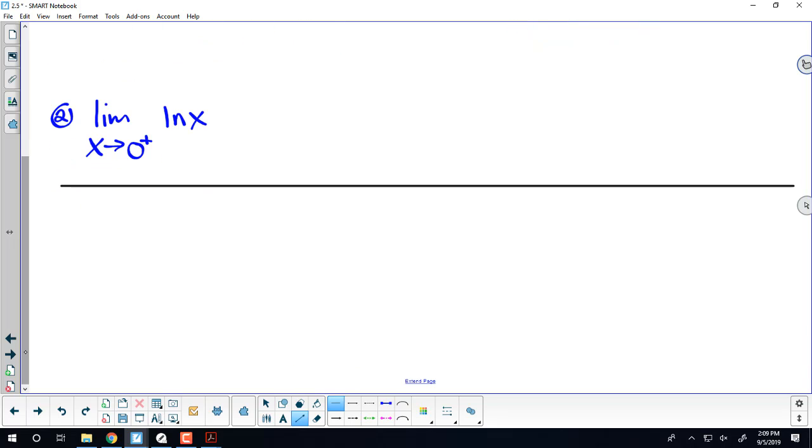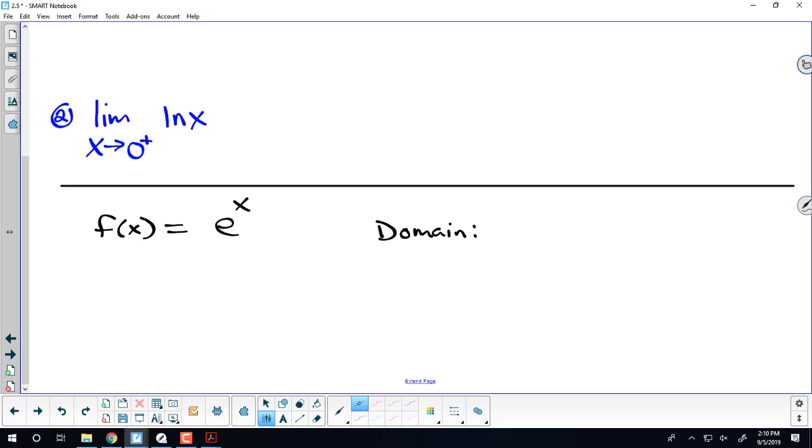So remember the connection to functions and their inverses. If I looked at this function, whose domain is what? Yeah, I can plug in all real numbers into the exponential.